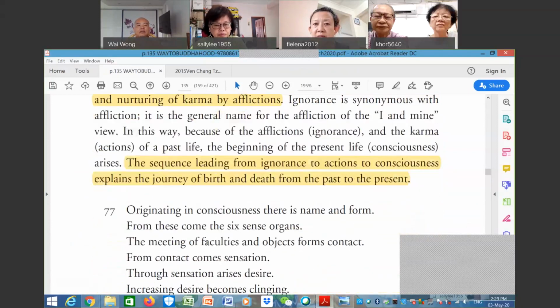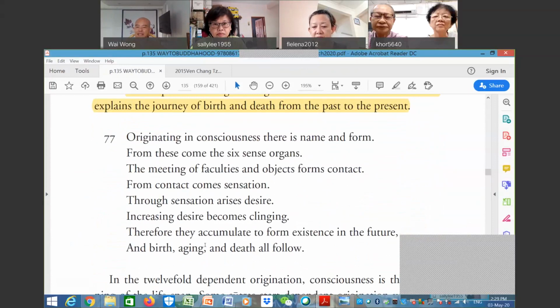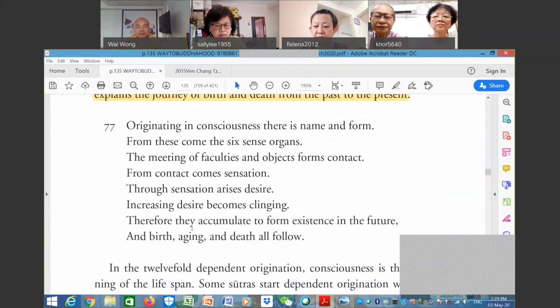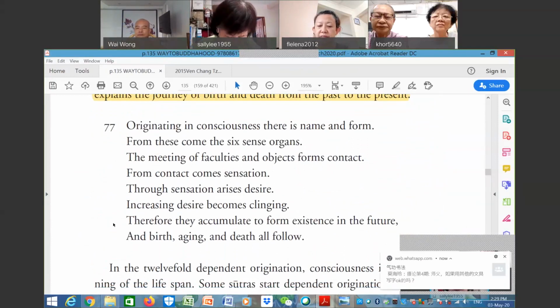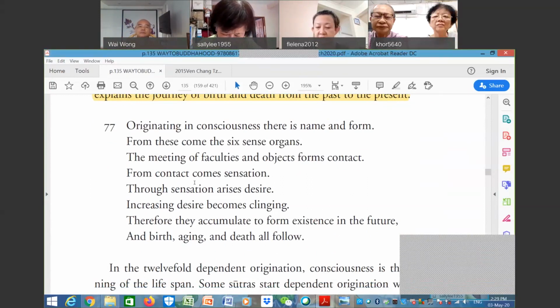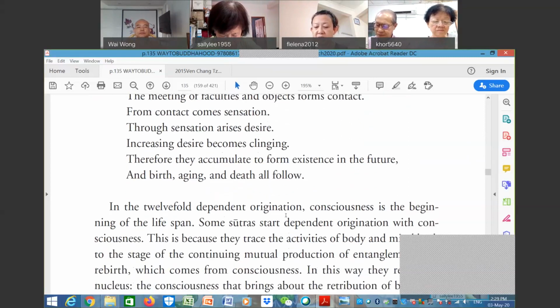Now we go to number 77. Sally, please, verse number 77. Originating in consciousness, there are name and form. From this come the six sense organs. The meeting of faculties and objects forms contact. From contact comes sensation. Through sensation arises desire. Increasing desire becomes clinging. Therefore, they accumulate to form existence in the future, and birth, aging, and death all follow.